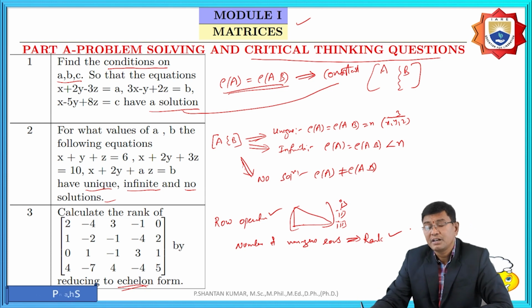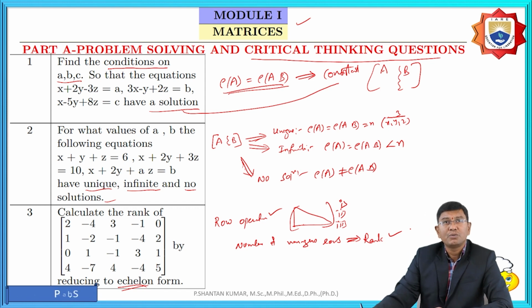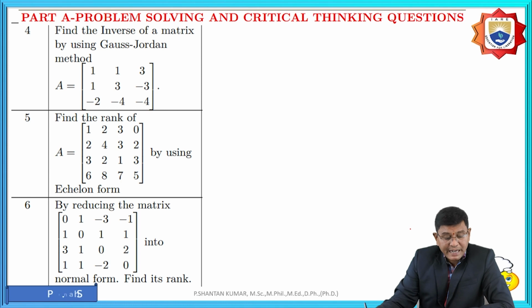Based upon the echelon form, we need to reduce it to echelon form. Therefore, these are the three problems based upon critical thinking. And the next one is the fourth one: find the inverse of the matrix by using the Gauss-Jordan method.